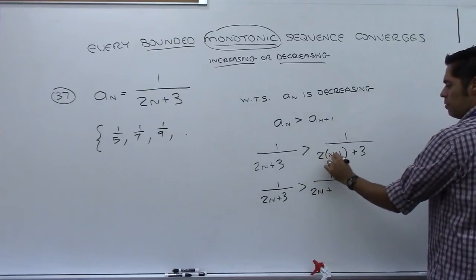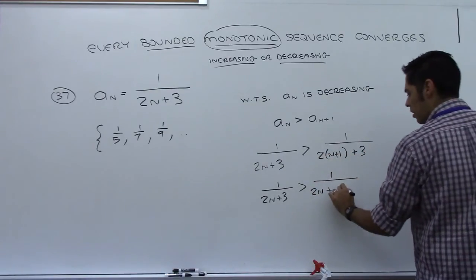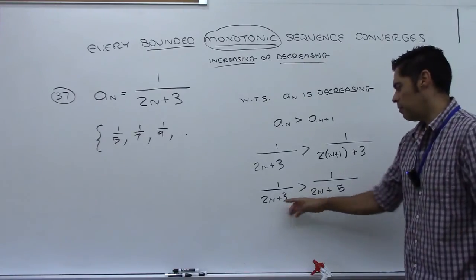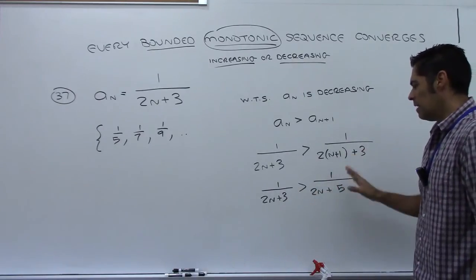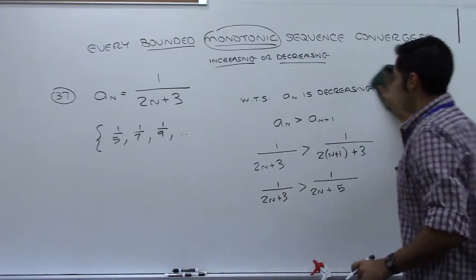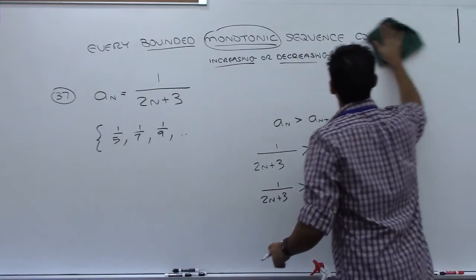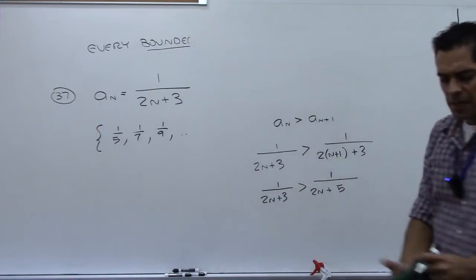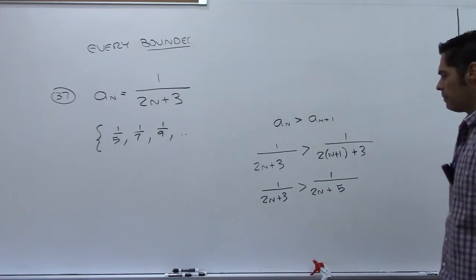2n and then plus 2 and then plus 3 is plus 5. So I think I could probably convince you right here that it's true because this number is bigger than this number. We kind of knew that already here, but just watch as I go through this. Let me show you how I can definitively convince you that this is true.